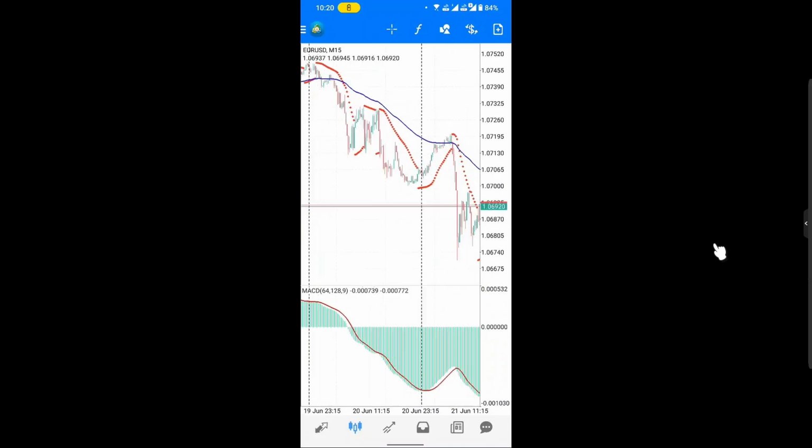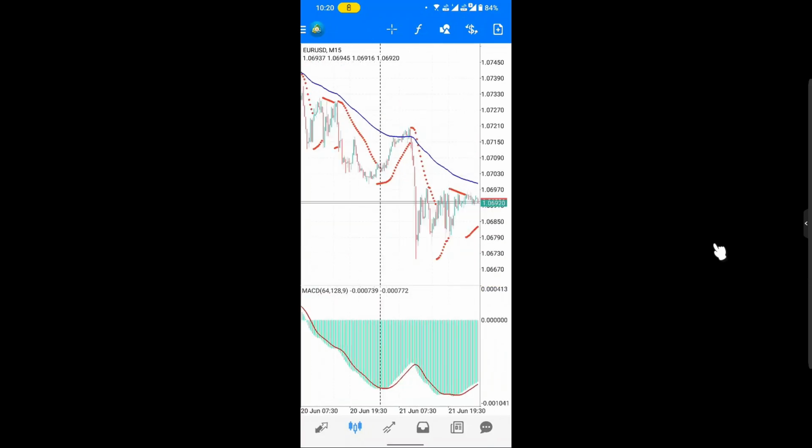Whenever this is the moving average, you can see this blue line. I will try to mark it. This blue line is the moving average. So whenever the candles are below the moving average, it is a sell order.